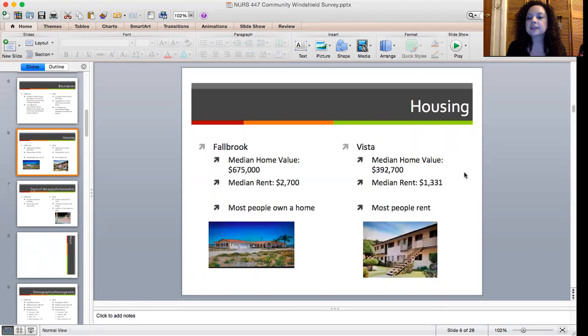In Vista, I found that median home value was about $392,000, median rent was about $1,300, and I found that most people rent. There seemed to be a lot more apartments than in Fallbrook. The homes seemed to be a little bit closer together. They didn't have very much property.